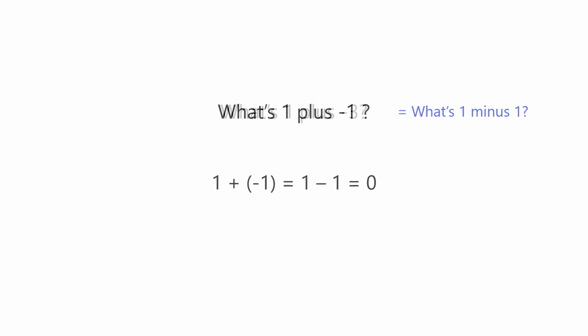What's 1 plus negative 3? 1 plus negative 3 is equal to 1 minus 3. 1 minus 3 is equal to negative 2, so 1 plus negative 3 is also equal to negative 2.